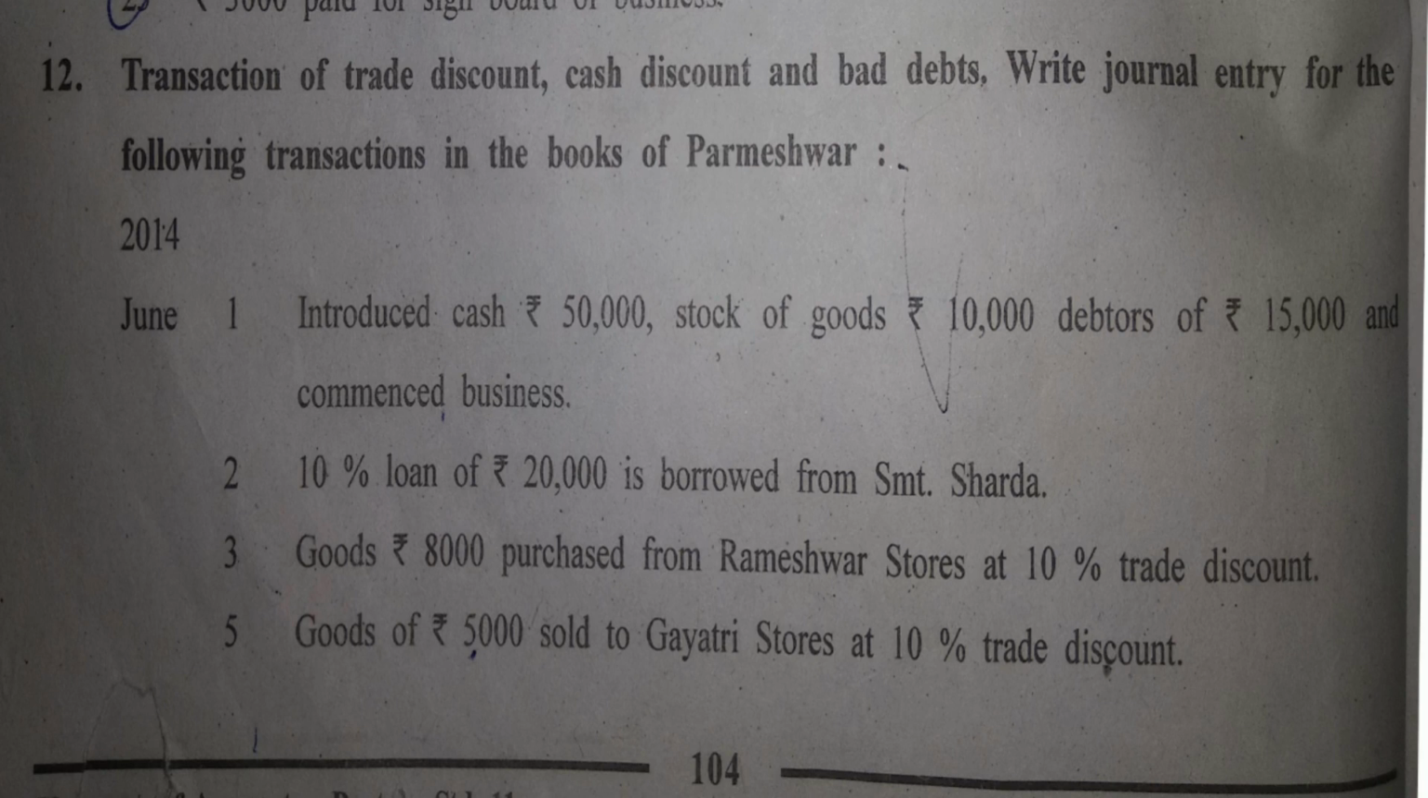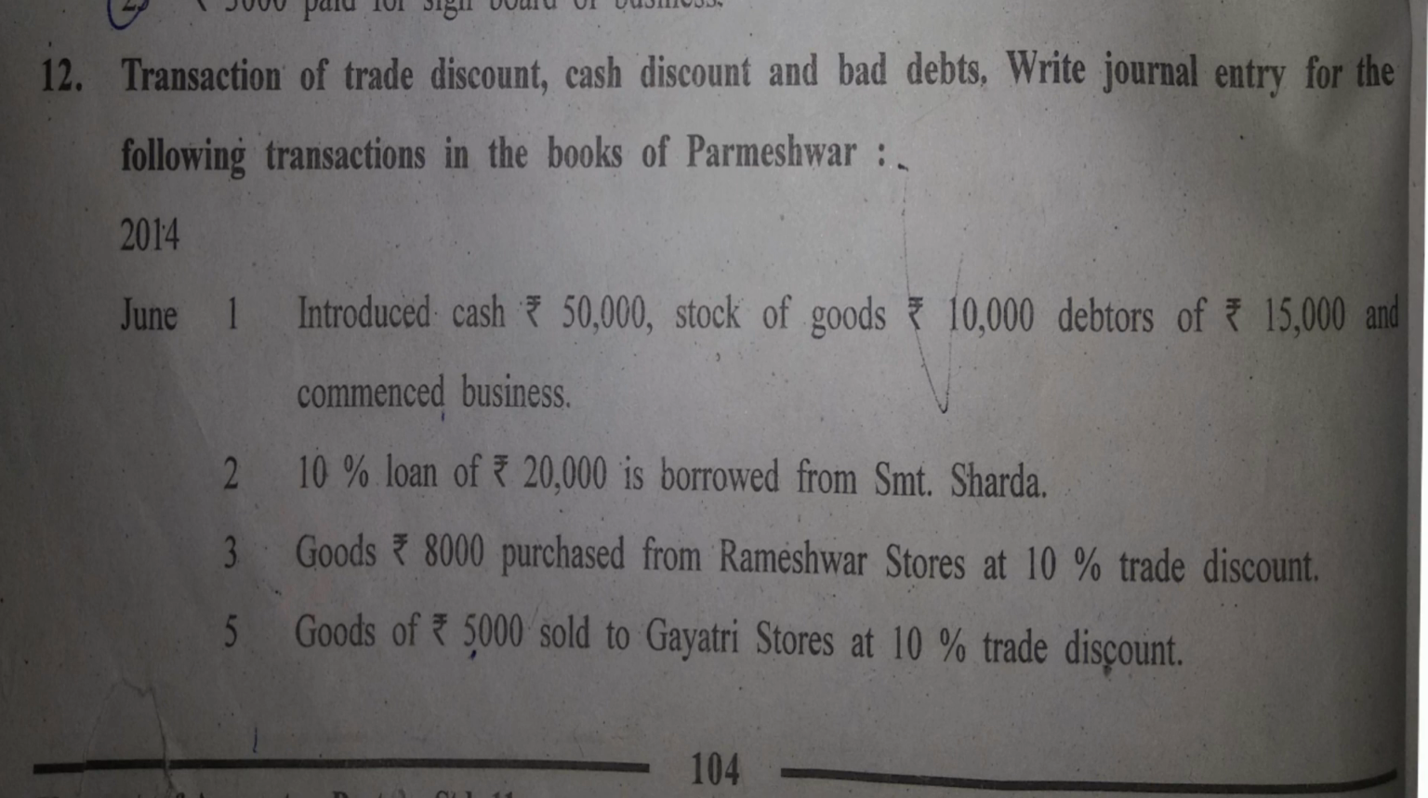Whenever you purchase goods, the very first thing that you will do is purchase account debit. Purchase account debit 7,200 to Rameshwar stores account 7,200. Rameshwar stores is giver, is creditor, is a liability. So in three of these explanations that I gave, Rameshwar stores will be credited. Yes? So we are done. Let us move towards the next transaction on 5th of June.